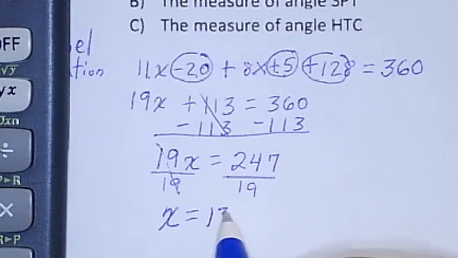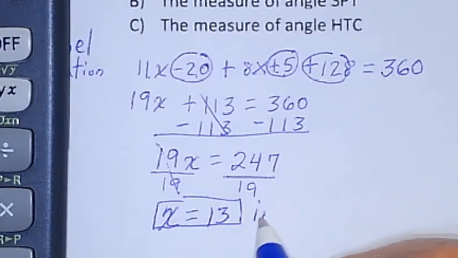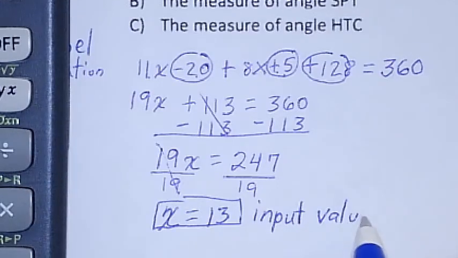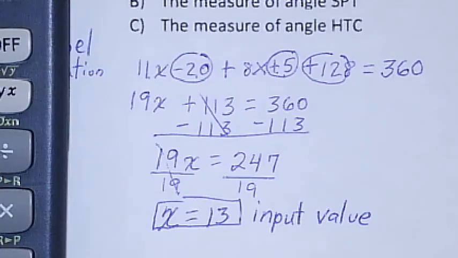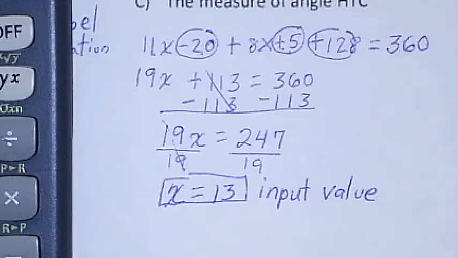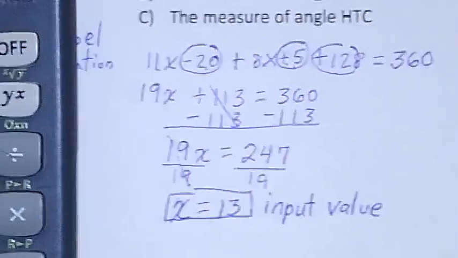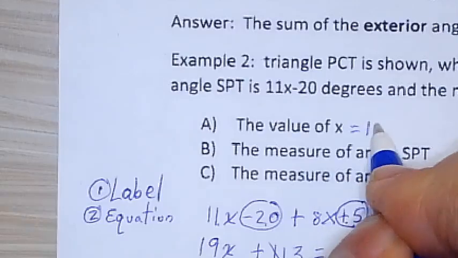Now, this is very important because this becomes what we call an input value. That is an input value. At this point, we just found x, so we found out that x is 13. We go right back over here and we say, okay, x is what? Now we have to answer the rest of the questions.